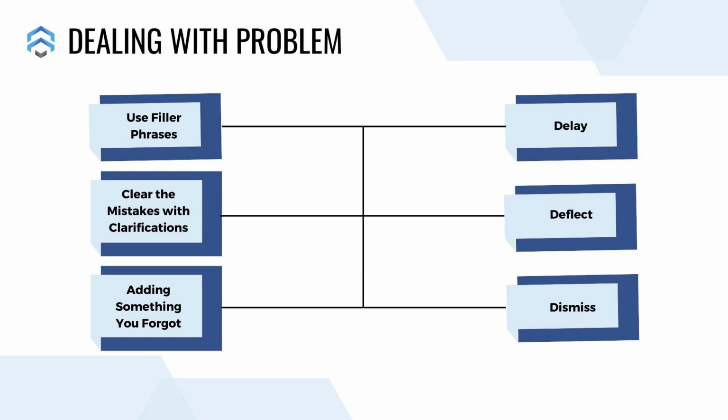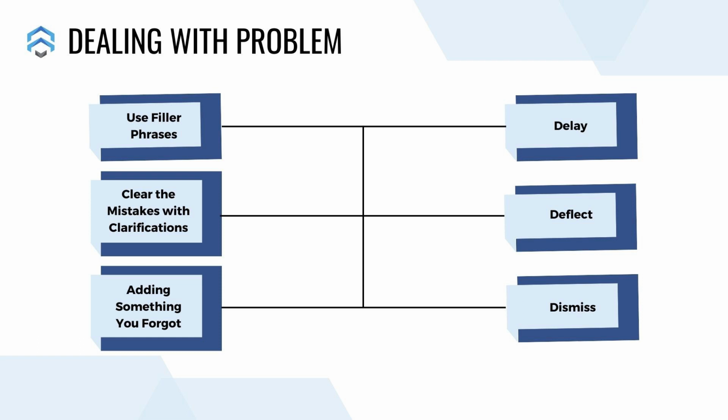You can use filler phrases if you forget an important word or forget to mention something. You can say, "So, what was I saying?" You can say it because it's better to keep talking rather than just standing there in silence. And you can clear up mistakes with clarification. In this way, you can correct yourself without admitting that you made a mistake. You can say, "Let me rephrase that," or "Actually, what I meant to say is," and then you can add something you forgot. You can say, "Let me just add one more thing."